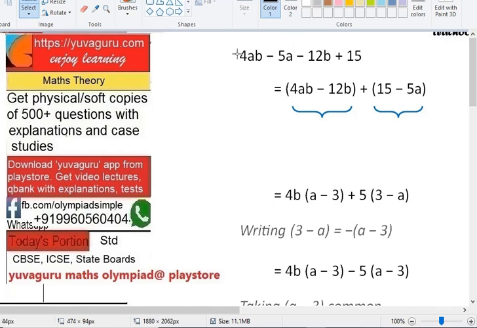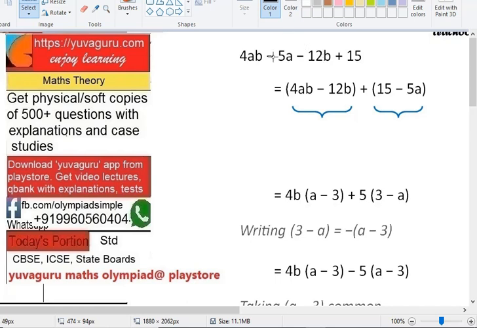See this expression, 4ab minus 5a minus 12b plus 15. Does anything look common? 4ab minus 5a, so which are the common factors available? You can group this: a common, 4b minus 5. Then here there is nothing common, so 12b and 15, so 3 is common, 4b minus 5. This can also happen.